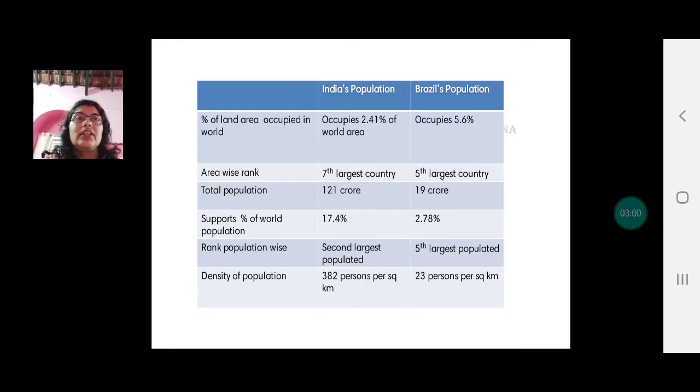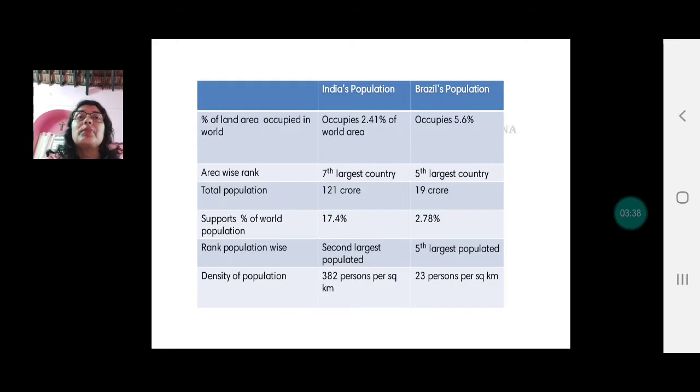In the new census, we will know whether we have left China behind or not. Moreover, with the pandemic, we don't know what the statistics will be like in 2021. However, at present, we are the second largest populated country in the world, and Brazil is the 5th largest populated country in the world. It is also area-wise 5th largest and population-wise also 5th largest in the world. Talking about the density of population, in India, there are 382 persons per square kilometer.